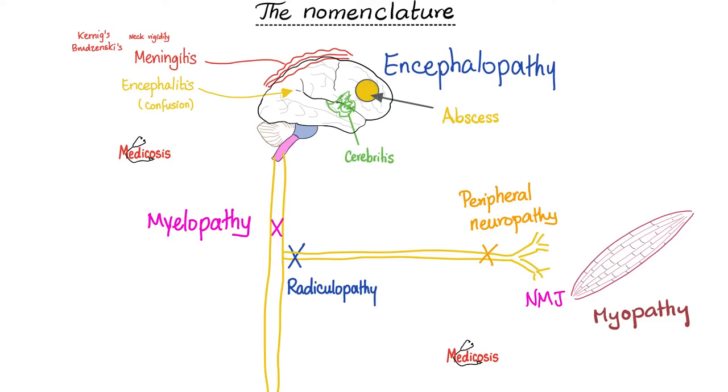None of these are affected in myasthenia or Lambert-Eaton because the diseases affect the neuromuscular junction. Lambert-Eaton is presynaptic, myasthenia is postsynaptic.